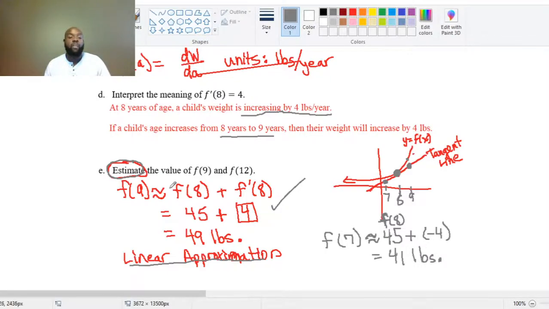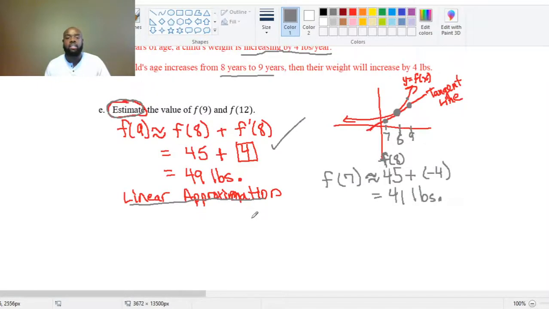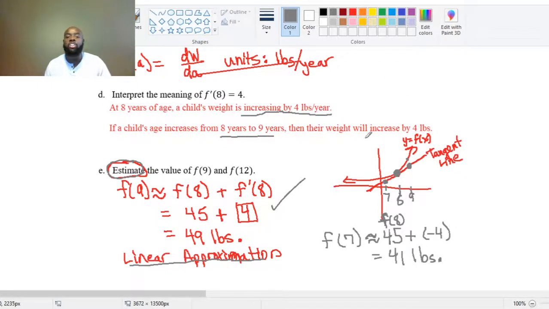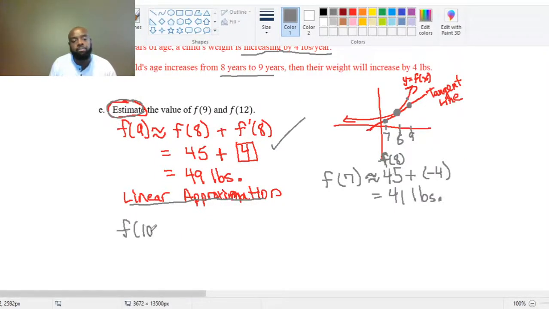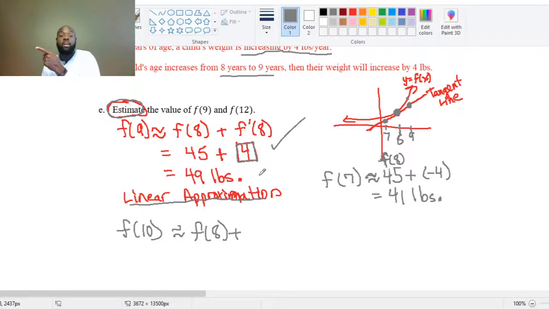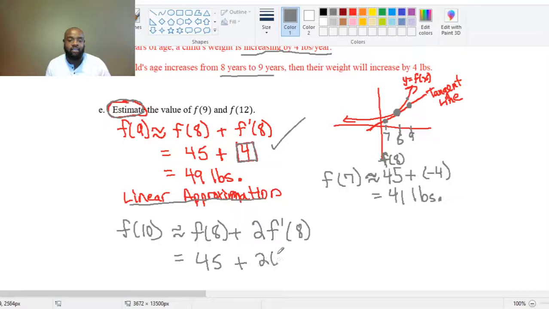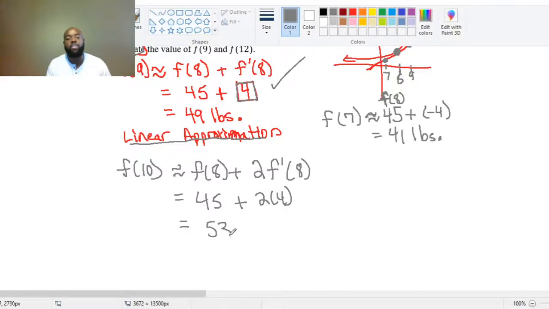All right. We found f of 9. We can find f of 10 by basically using the fact that it's increasing by 4 pounds a year, right? So I can find f of 10 by using that f of 8. But this time, since 10 is 2 units from 8, I don't just add this 4 once, right? Because that's a 1-year increase in age from 8 years to 9 years. I need to add another 4 to increase from 8 years to 10 years. So some people write this as 2 times f prime of 8, or you just remember that you're adding that 4 twice. And so a child that is 10 years of age is approximately 53 pounds.